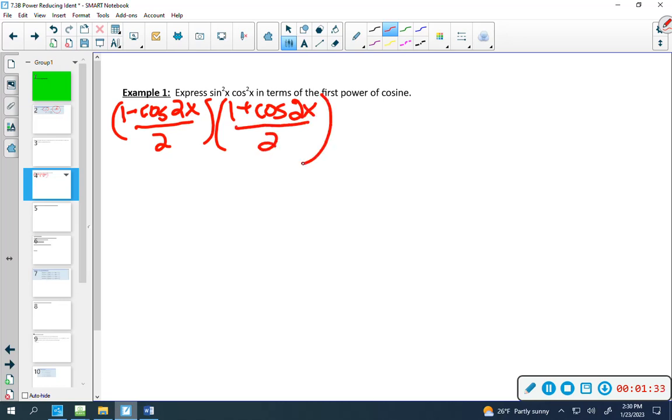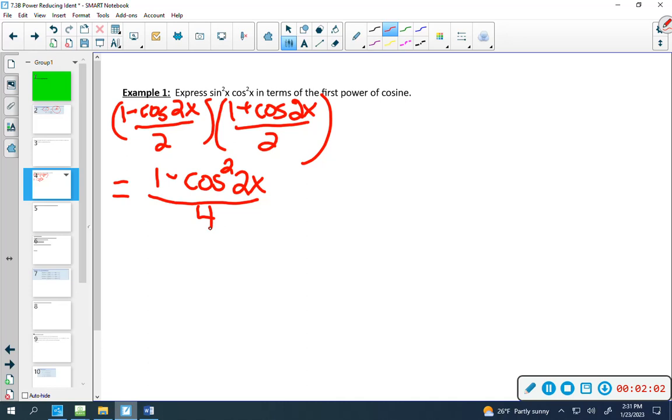All right, now obviously we are going to FOIL it out. We can all FOIL, right? The nice thing about the top is the middles cancel, so we're going to have 1, minus cos squared of 2x, and 2 times 2 on the bottom, 4. Now remember the overall goal. We want to rewrite this so you just have cosine to the first power. So we got rid of the sine squared. That's kind of a victory.